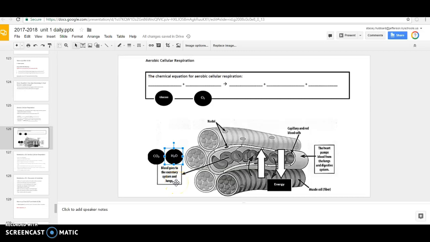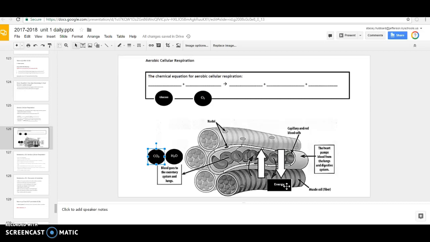So they go out the digestive system, which would be mostly the water. And then the lungs would get rid of the carbon dioxide. So you have the excretory system, you would urinate, and so that would get rid of the water. And then you would have the respiratory system getting rid of the carbon dioxide. And the energy would kind of stay in the cell to be used.